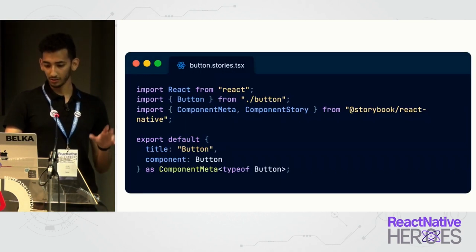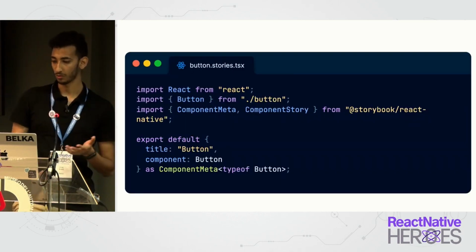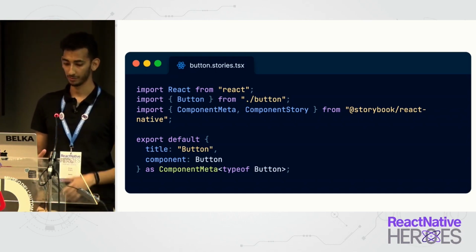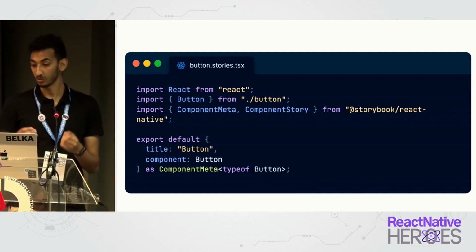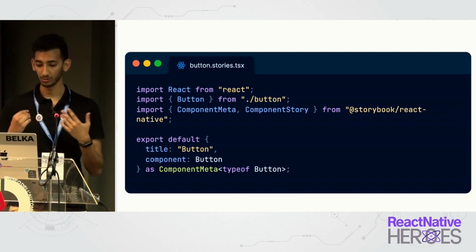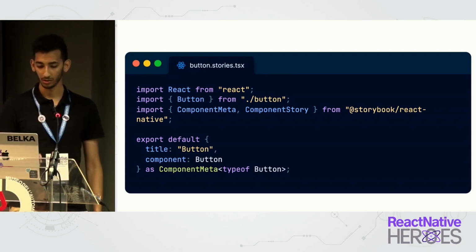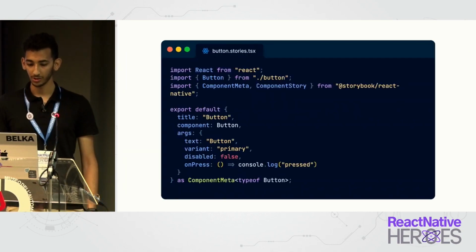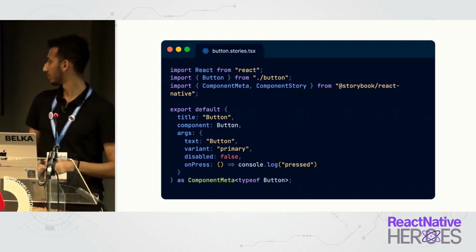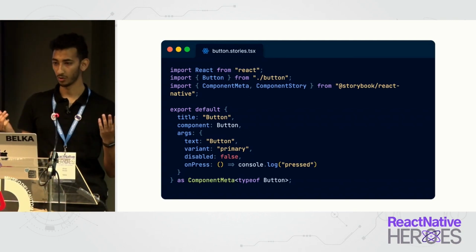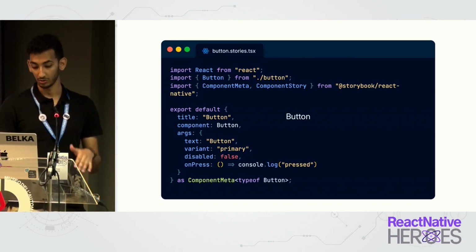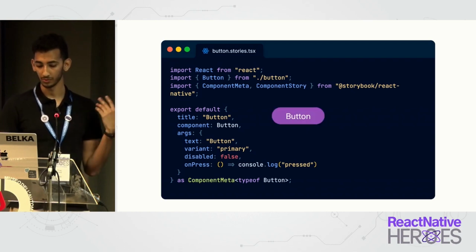Now, inside of here, we need to actually set up our configuration. We need to export a default object that is going to be our story. So we need to give it a title, in this case Button, and the component that it's going to render. To this object, we can also add some arguments. And these properties are basically the props that the button can take. So we pass the button label, the variant, the disabled state, and the onPress callback.